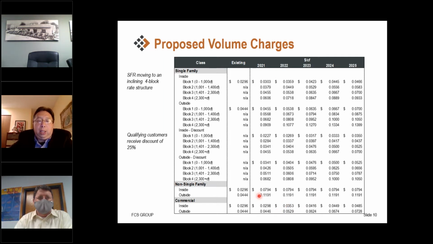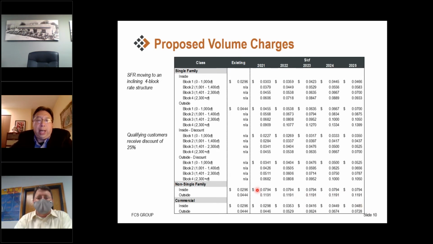The reason why there's a recommendation to maintain non-single family customers at a similar structure to what they have now, versus the change for the single family customers, is that when we take a look at how non-single family customers use water over the course of the 12 months of a year, what we see is that their water usage is actually fairly stable. So there's not a whole lot of change from one month to the next for non-single family customers as well as commercial customers.